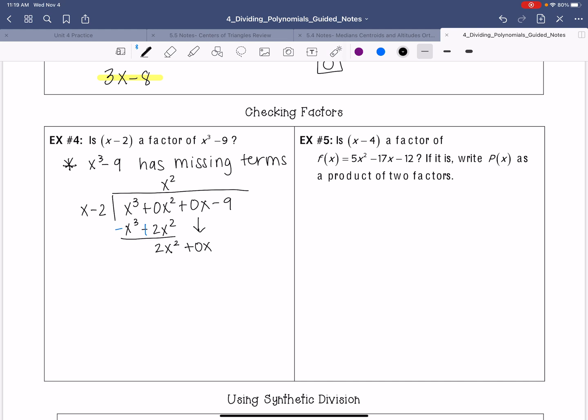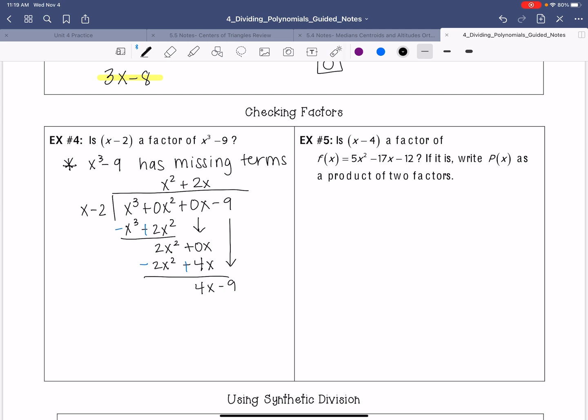All right, so now I need x to become a 2x squared, so I need a 2x, not 2 more x's. So we're going to have plus 2x. Multiply that, so 2x times x is going to give me that 2x squared. 2x times negative 2 is going to give me a negative 4x. Switch your signs, because we are subtracting it. So now we have a 4x. Bring down that negative 9.